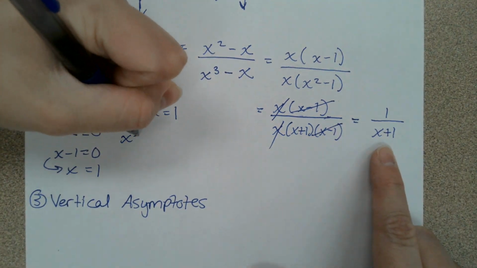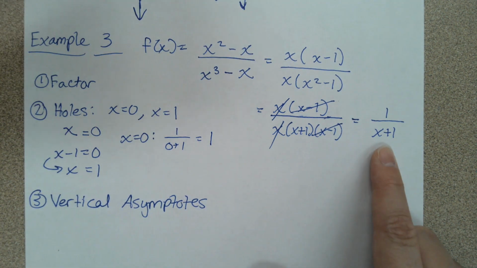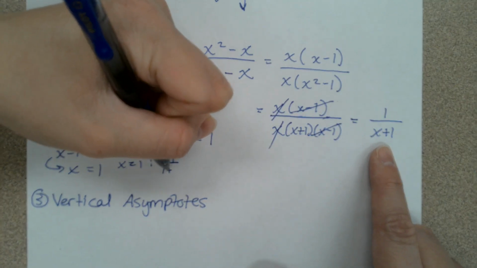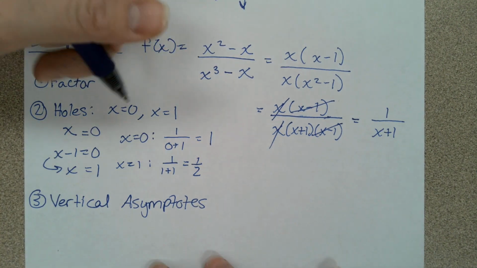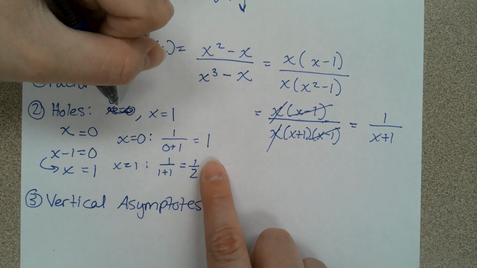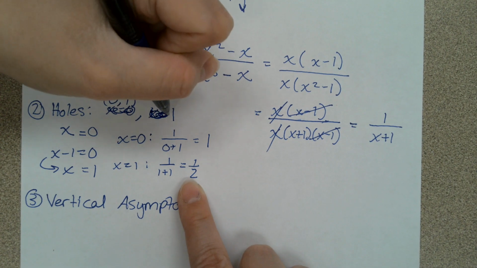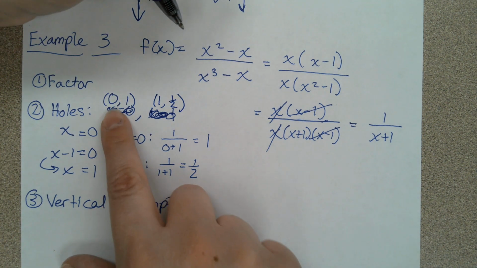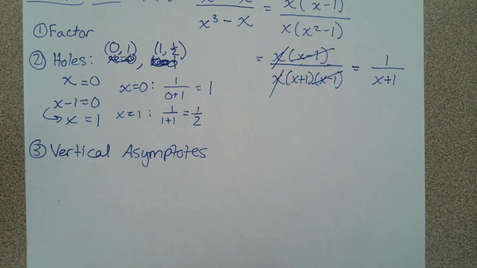So let's do that. X equals 0. So we have 1 over 0 plus 1, which is 1. And then x equals 1 is 1 over 1 plus 1, which is just 1/2. So the holes are at, let me replace these, 0, 1, and 1, 1/2. So they're going to be holes on the graph, not points. We'll get to that later when we're graphing.